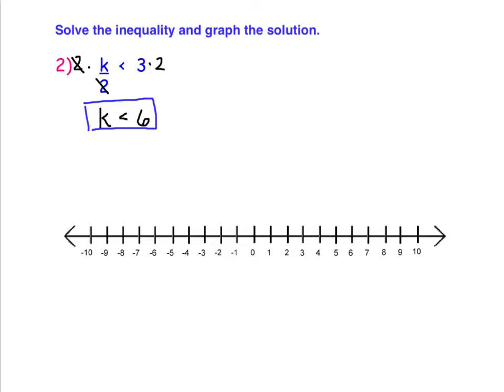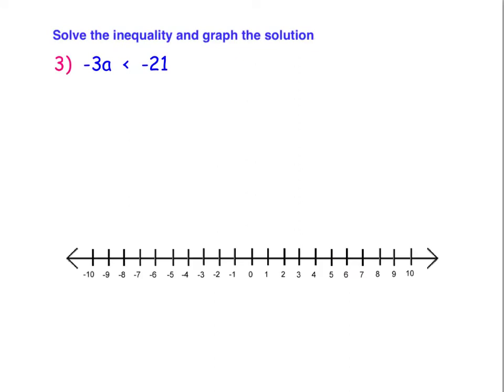Now to graph it, since it's just a less than, I'm going to put an open circle at 6, and since it's less than, I'm going to shade to the left, going down into all of the lower numbers, and I'm going to shade the arrow to show that my solutions keep going to infinity.